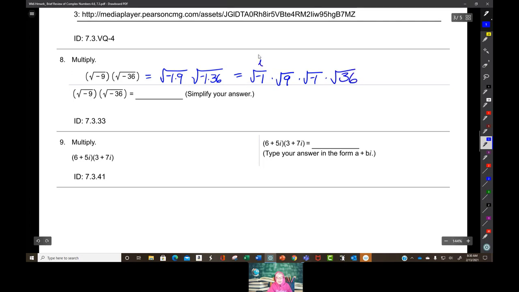This is i. This is 3. This is i. This is 6. This is going to be i squared times 3 times 6, that's 18, right? Times 18. i squared is negative 1, so negative 1 times 18 is going to be negative 18.